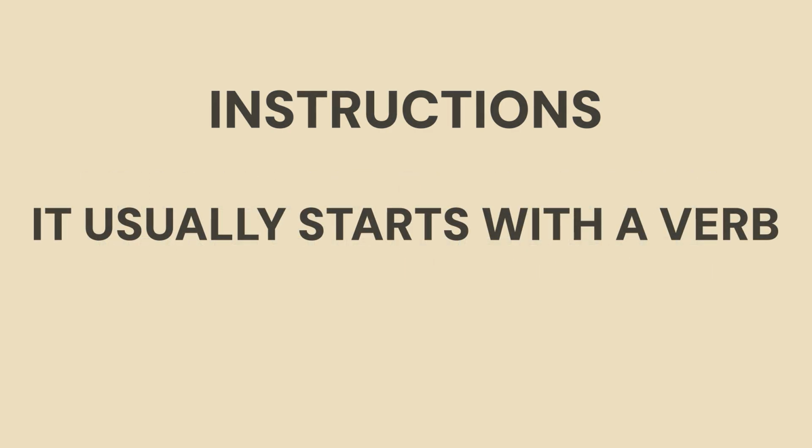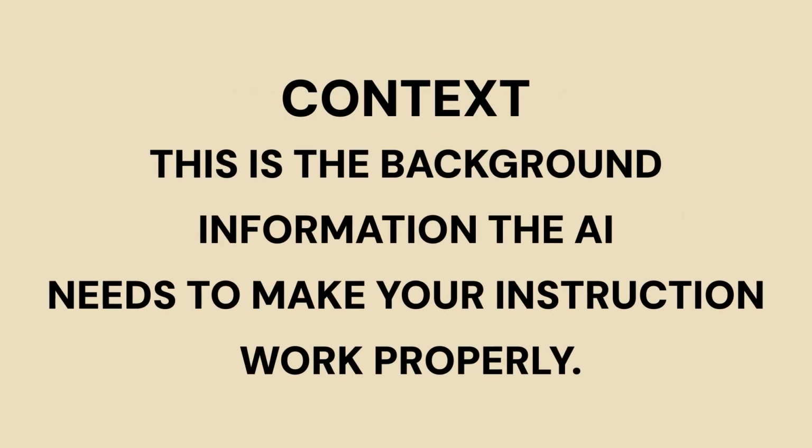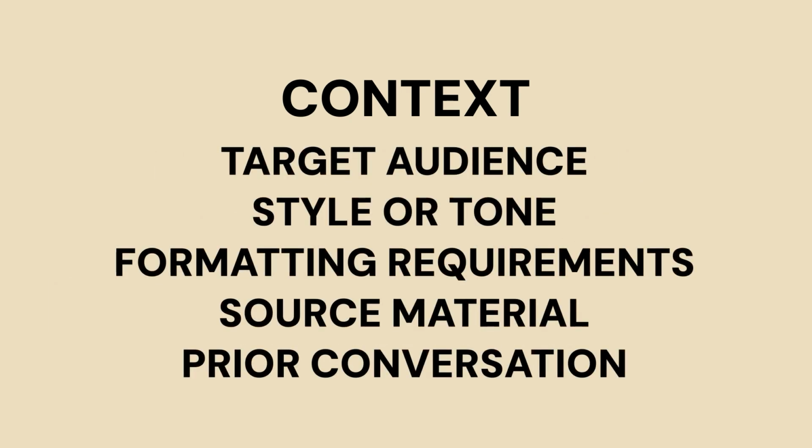And thirdly, context. This is the background information the AI needs to make your instruction work properly. It can include target audience, style or tone, formatting requirements, source material, prior conversation. The more relevant the context, the better the result.